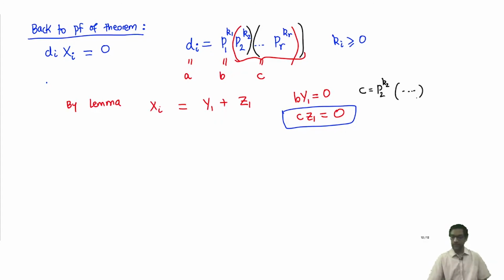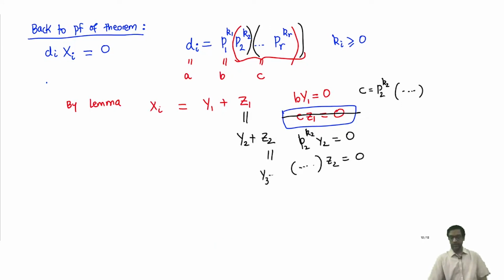Again apply the lemma. It says that if c kills z1, then z1 can again be split into two pieces, so let me call this y2 plus z2. What property does it have? I've replaced this equation by there is an element called y2 which is killed by p2 to the k2, and there is the element z2 which is killed by the product of the remaining prime factors. Now repeat the process with z2. z2 again will split into two pieces, y3 plus z3. This will split into two pieces, y4 plus z4, and so on.